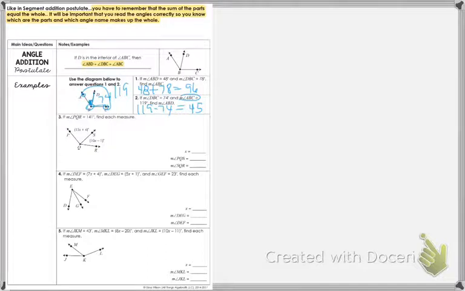Then we start working with algebra. But if you remember your lesson here, the sum of the parts equal the whole. So first things first, especially if we have expressions where we're involving x, we have to solve for x. I know that this one plus this one, these two added together are going to equal the whole thing. PQR is 141.